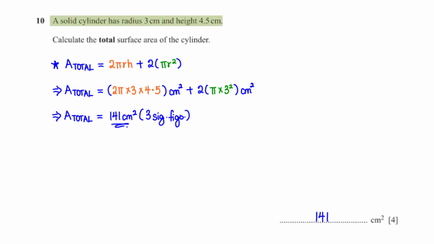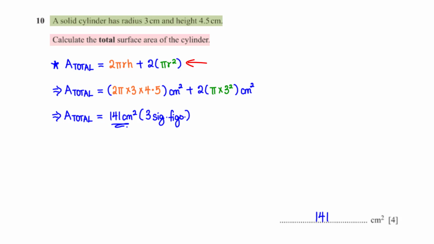A solid cylinder has radius 3 cm and height 4.5 cm. Calculate the total surface area of the cylinder. Since we are dealing with a solid cylinder, the total surface area will be equal to the surface area of the cylinder's curved surface, which is 2 pi rh, plus the surface area of the two circles at the top and bottom, which will be 2 times pi r squared.